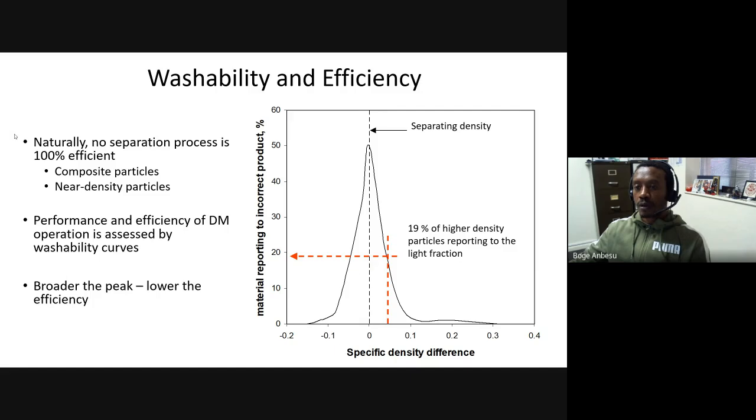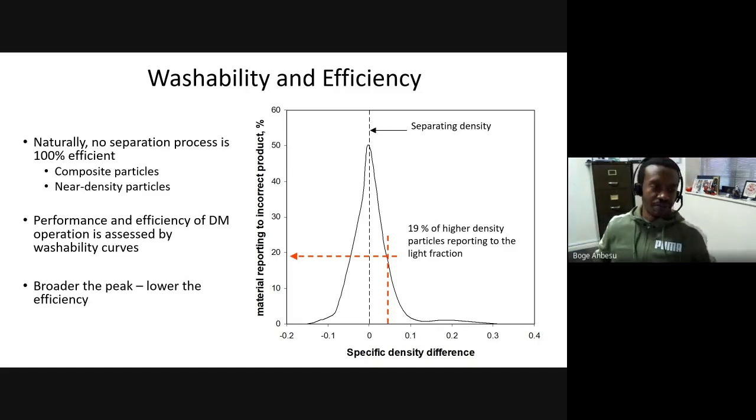So what are washability curves? Washability curves can actually be used to draw a number of conclusions about how well the plant is operating. Okay, so we know already, and I've probably mentioned this before, there is no such thing as 100% efficient operation, especially when it comes to mineral separation.